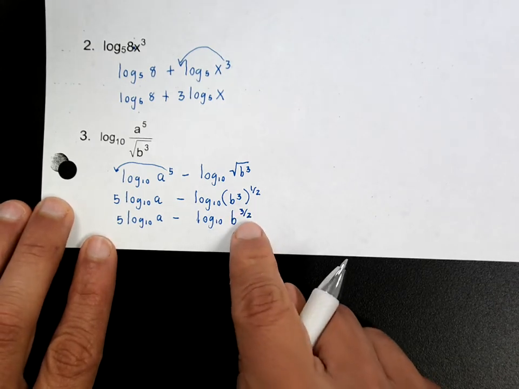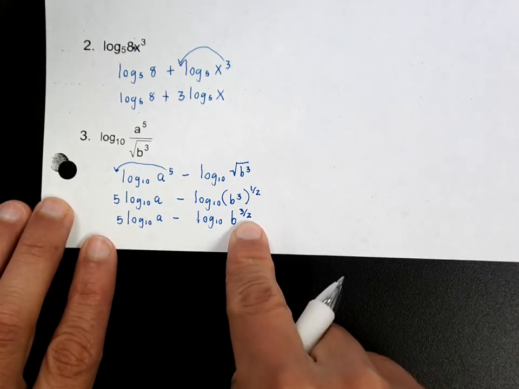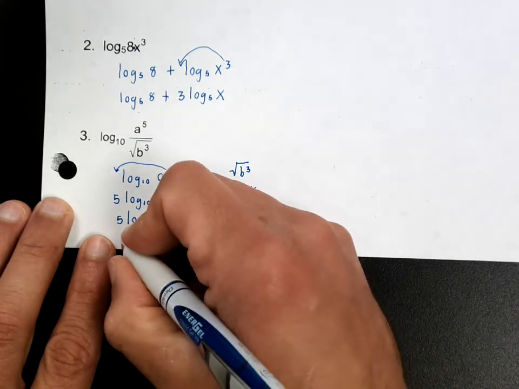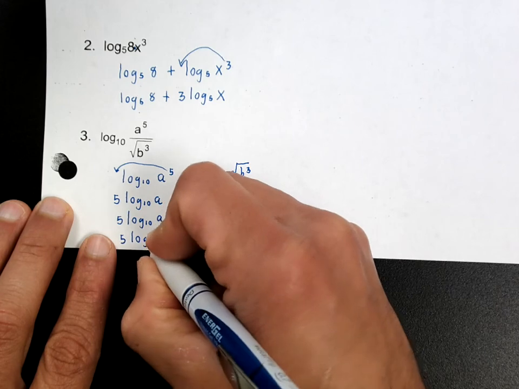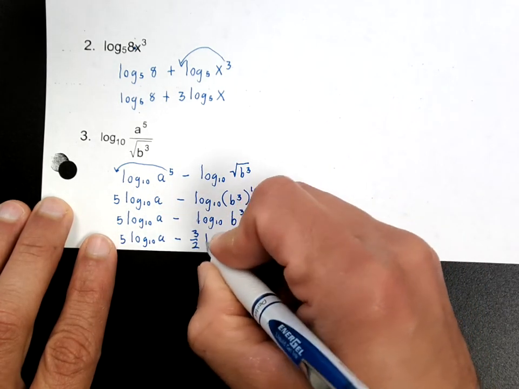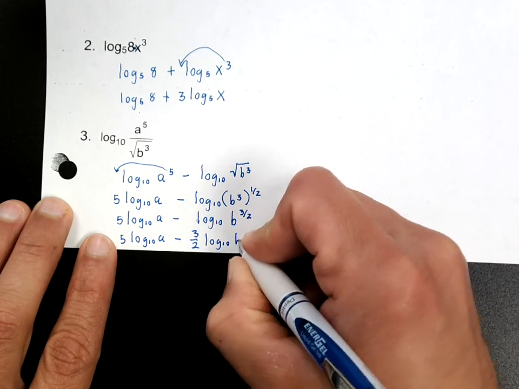Now this is the exponent. Now I can bring it to the front. All right, so I can go ahead and bring this 3/2 to the front of this logarithm. So this is going to be 5 log base 10 of a. That hasn't changed. And this one is going to be 3/2 log base 10 of b.